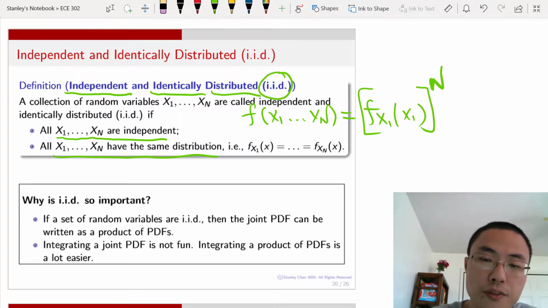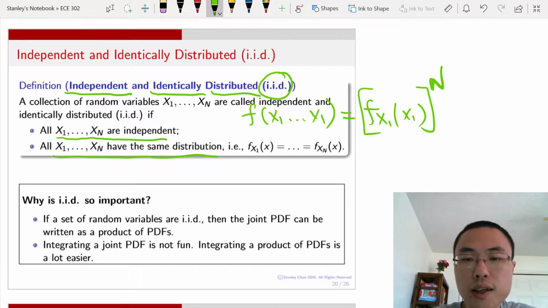Okay, especially now if you have n of them taking different values, then of course you need to take the product. But if they're all taking the same values, then this is just f of x1 calculated at that number to the power n. So that will simplify the calculation a lot, and you will be able to see examples later on.